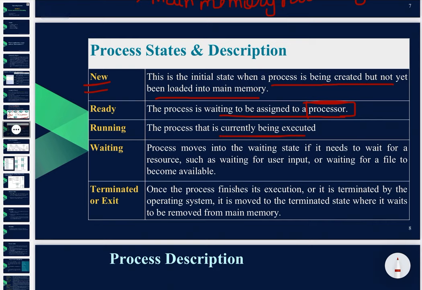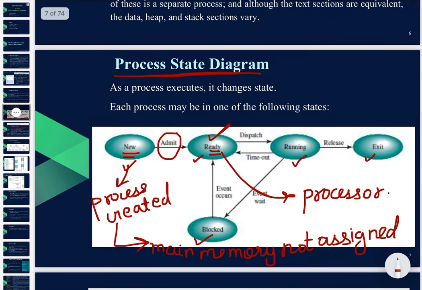Running: the process is currently being executed. So from the ready state, it will go to the running state. In the running state, the process will be executed.